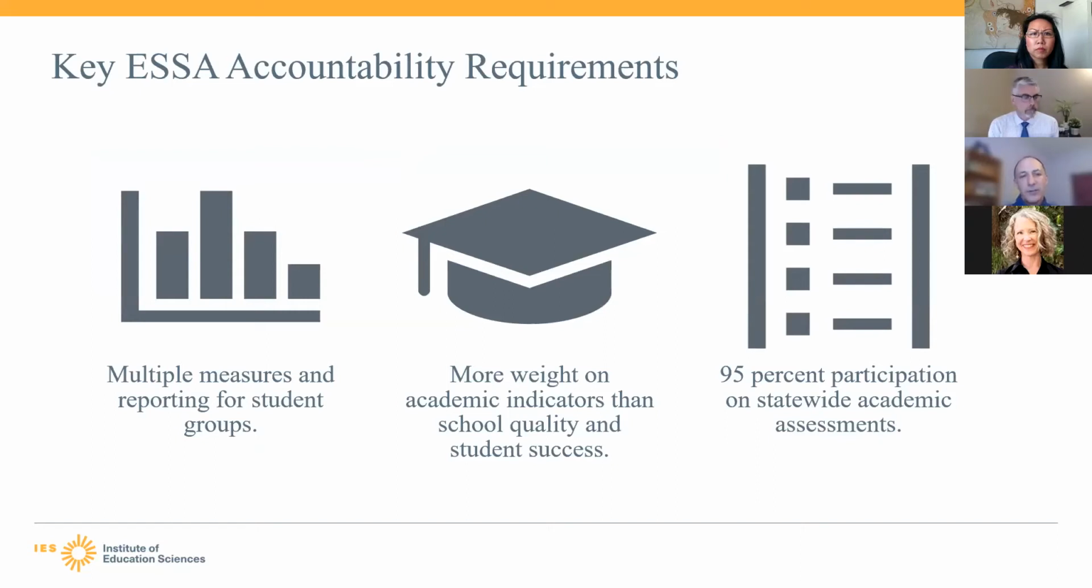ESSA accountability provisions also include multiple measures and reporting for student groups. More weight needs to be put on academic indicators than school quality and student success. And for participation on statewide academic assessments, there's normally a 95% participation rate. This can be waived this year due to flexibility from the U.S. Department of Education. But in a normal year, that 95% participation rate would apply. Next.